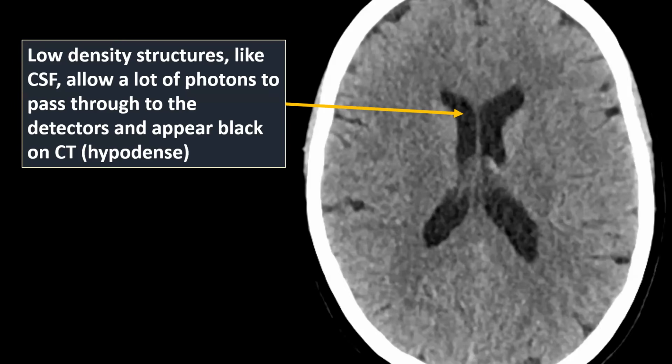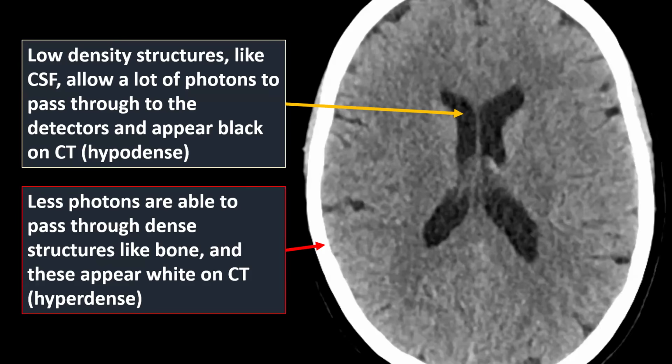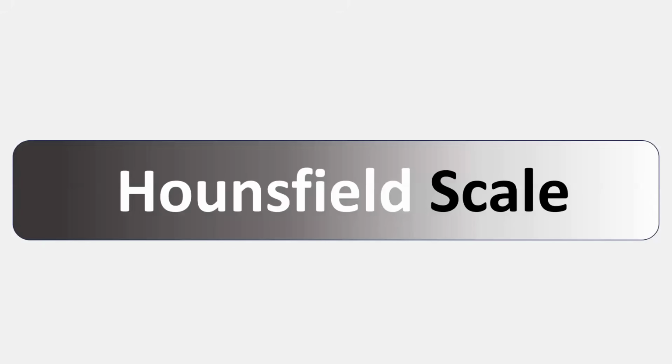And to put it very simply, structures that are black on a CT image are called low-density structures, and a lot of photons were able to pass through them. So not a lot of energy was absorbed or reflected here. We call those hypodense structures. And then we have structures that are very dense, hyperdense, and these are structures through which photons were not able to pass, or a lot less of them were able to pass through them. So there was a lot of attenuation of the X-ray energy in these specific structures.